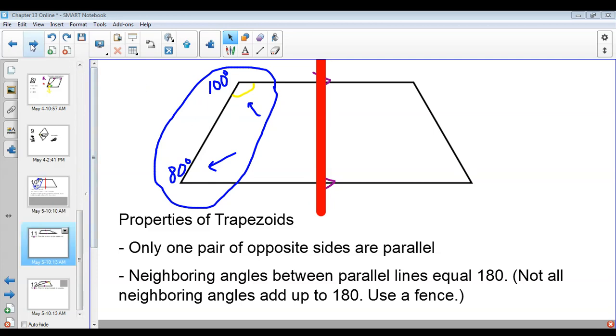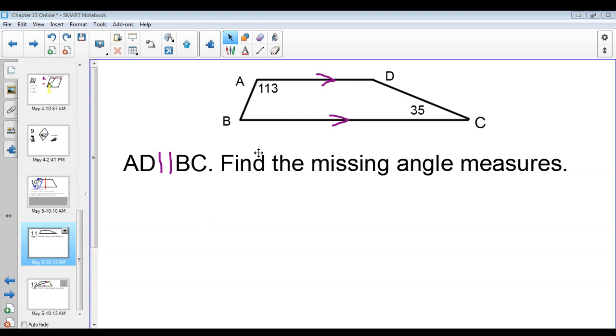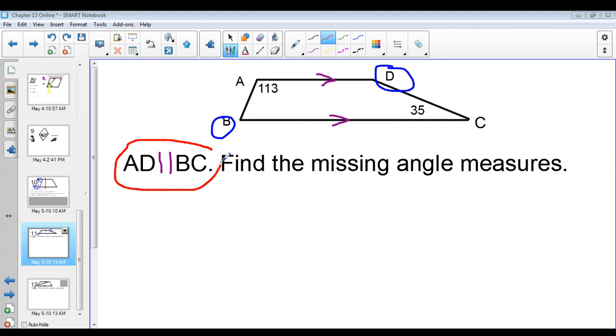Let's take a look at our next example here. Here we have trapezoid ABCD, and we have to find the missing angle measurements. We can see here that we're missing angle B and angle D because we've been given angle A and angle C so far. I also can see that side AD is parallel to BC. These directions right here are extremely important. AD is parallel to BC. What that tells me is that this line up here is parallel to this line down here.